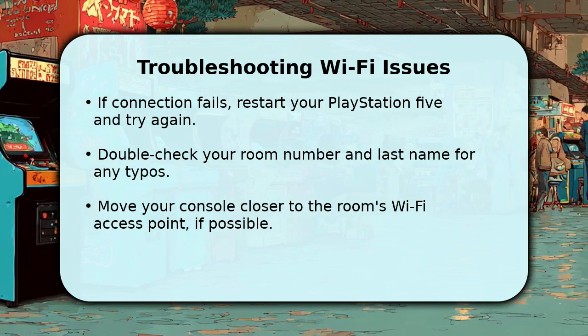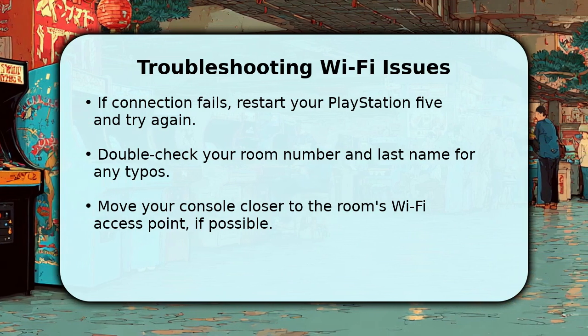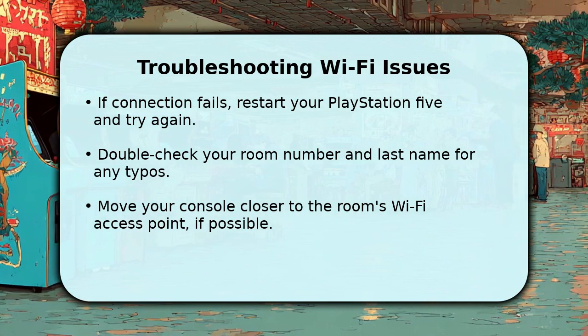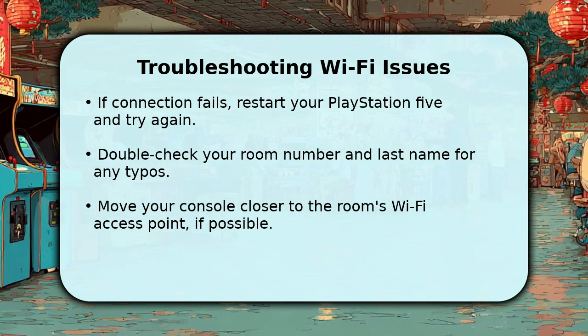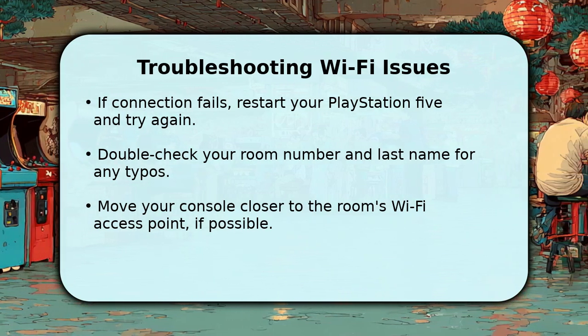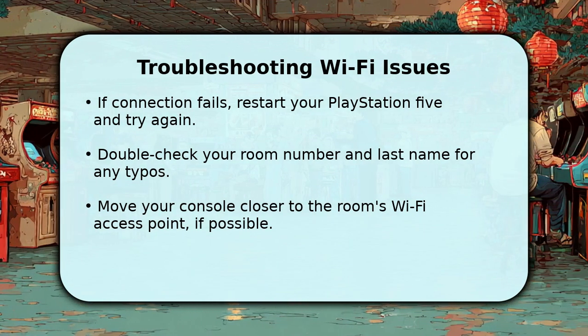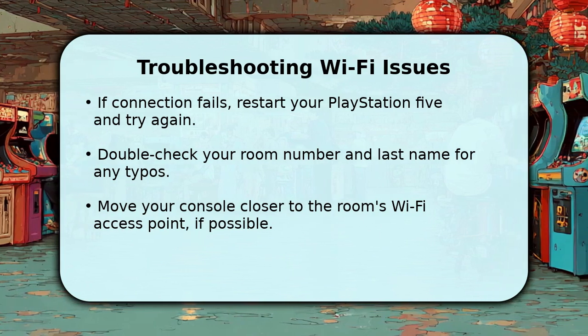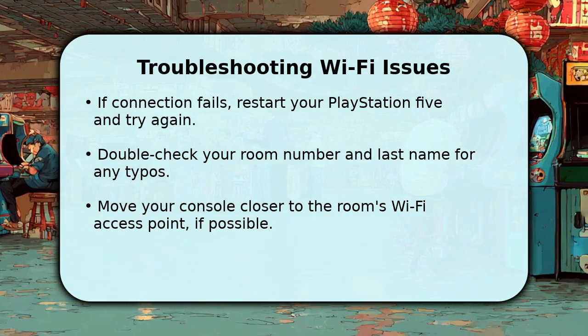If the problem persists, try moving your console a few feet closer to the window or door for better signal. If all else fails, do not hesitate to contact the Best Western front desk for direct assistance. They can often reset your connection from their system.